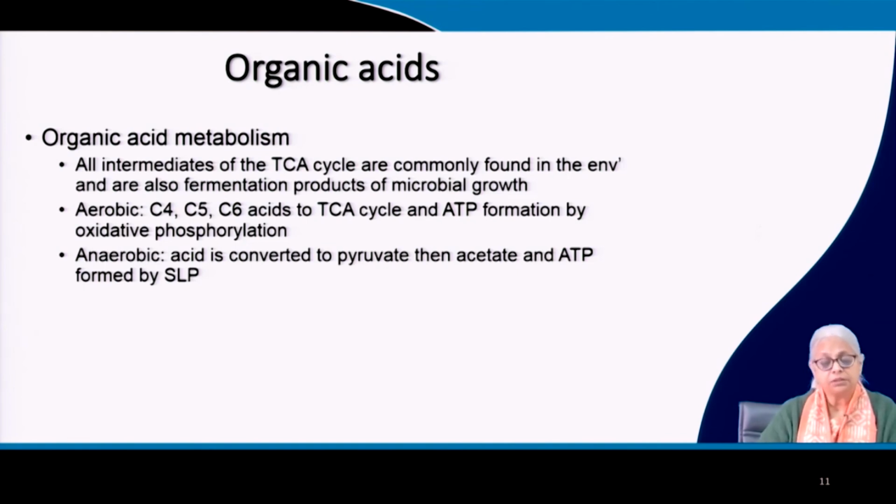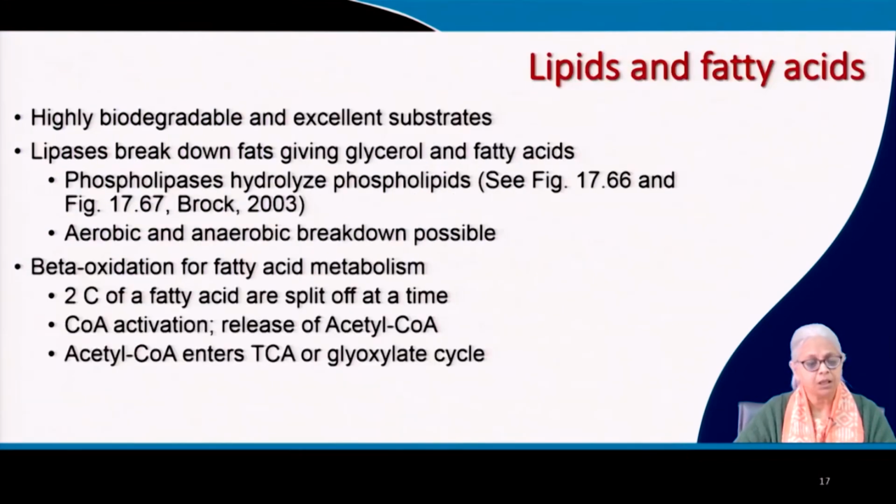So under aerobic conditions, C4, C5, C6 acids can be brought into the TCA cycle. Remember that all the TCA intermediates are C4, 5 and 6, and ATP can be formed by oxidative phosphorylation. Under anaerobic conditions, these C4, C5, C6 acids can be converted to pyruvate and then to acetate, and ATP is formed by substrate level phosphorylation. SLP stands for substrate level phosphorylation.